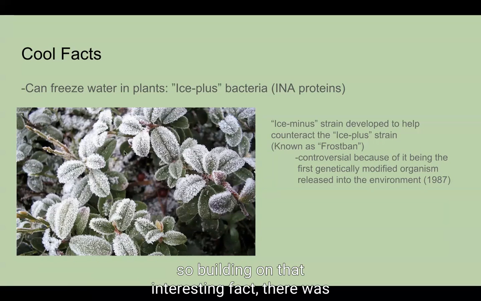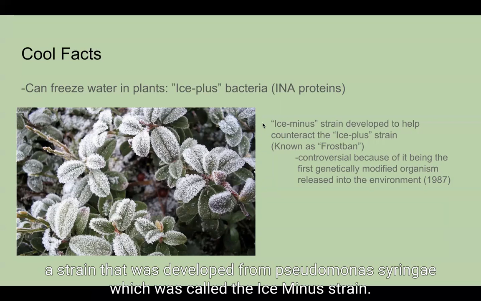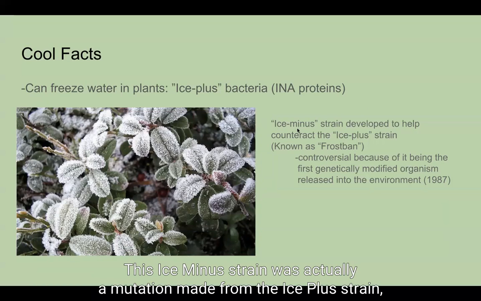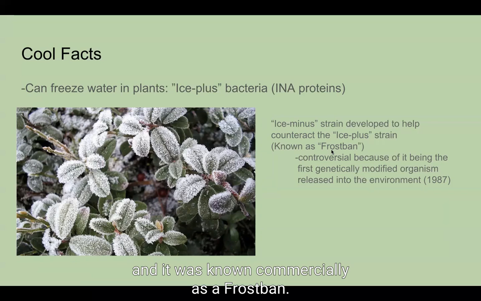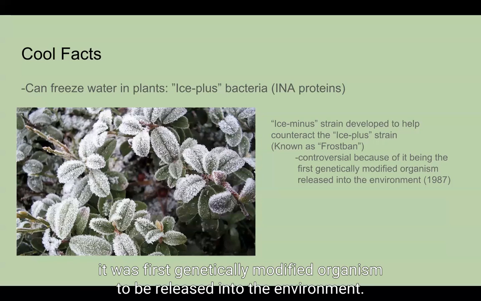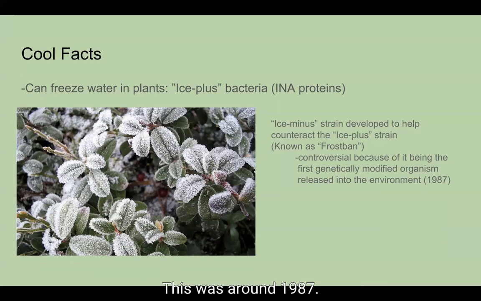Building on that interesting fact, there was a strain developed from Pseudomonas syringae called the ICE minus strain, that helped counteract the ICE plus strain. This ICE minus strain was actually a mutation made from the ICE plus strain, and it was known commercially as Frostban. But it was pretty controversial because it was the first genetically modified organism to be released into the environment. This was around 1987.